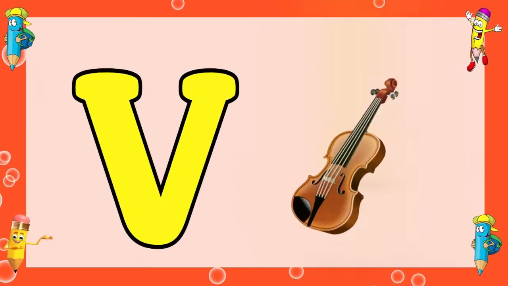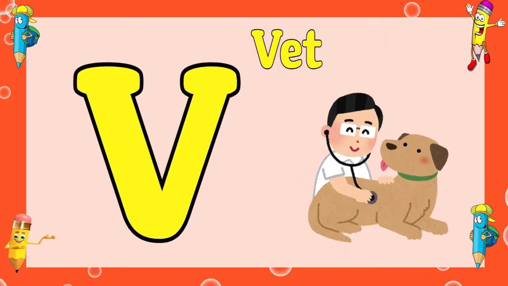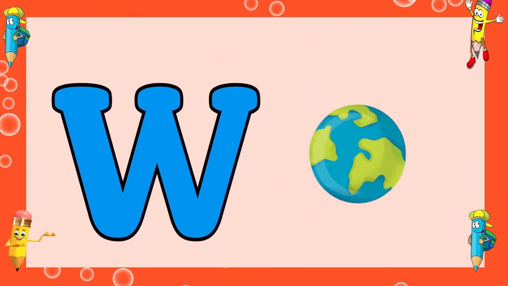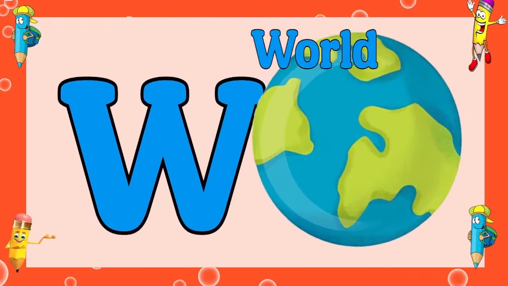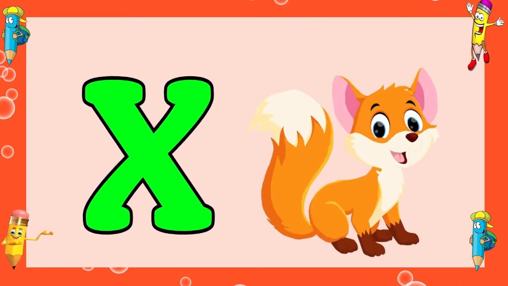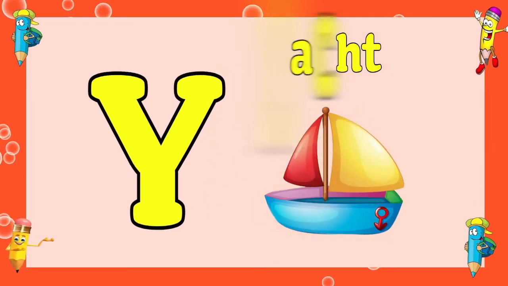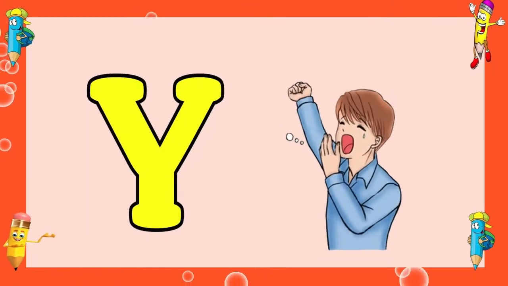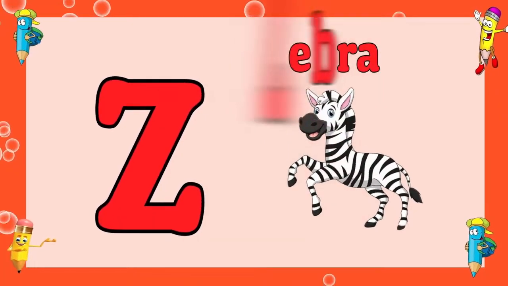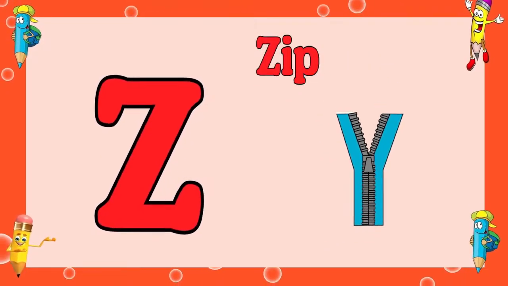V is for violin, violin. V is for vet, vet. W is for whale, whale. W is for world, world. X is for box, box. X is for fox, fox. Y is for yawk, yawked. Y is for yawn, yawn. Z is for zebra, zebra. Z is for zip, zip.